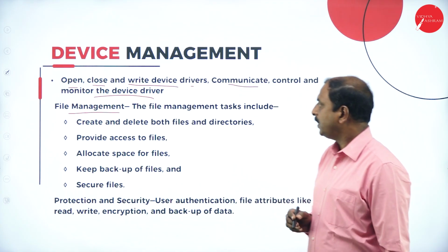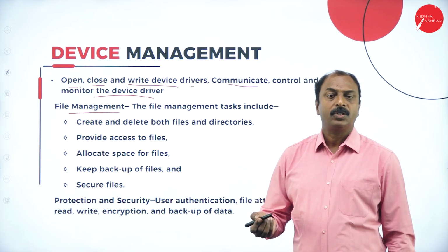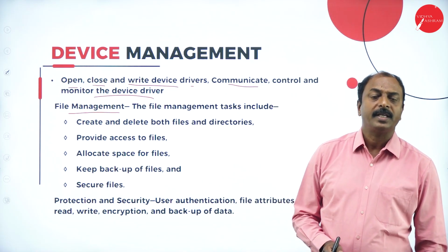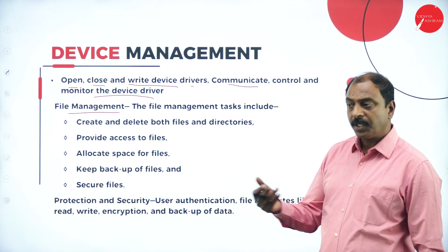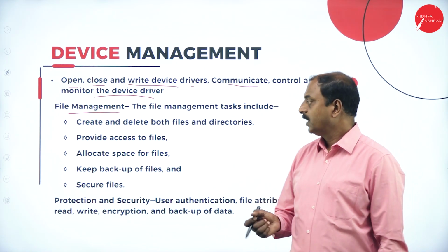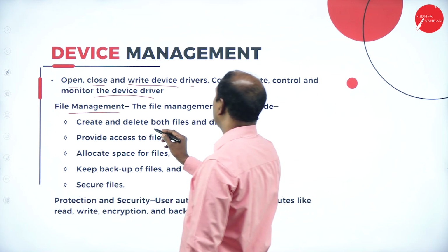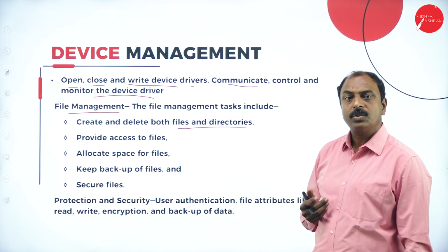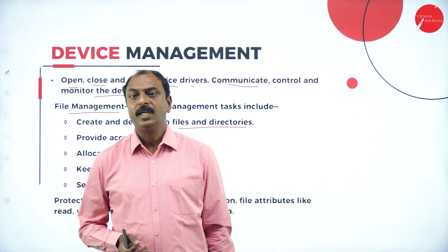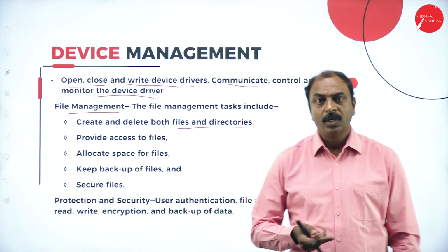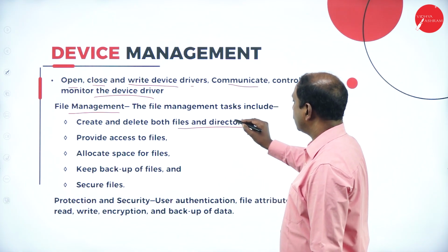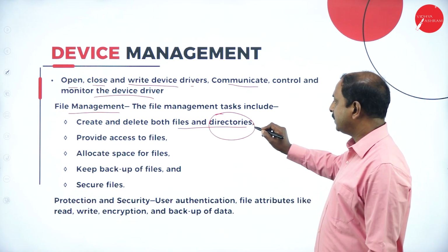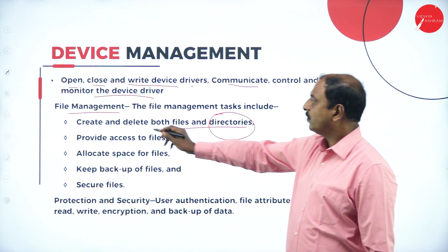Next one is file management. Now what is file management? You know what a file is. A file is the basic unit of memory in a computer system. Everything in a computer is in the form of files, and we store information in different types of files. Here, first of all, create and delete both files and directories. Nowadays we use folders and subfolders, and these folders and subfolders are called directories. So it is possible to store information in directories or even in subdirectories. So this is file management.